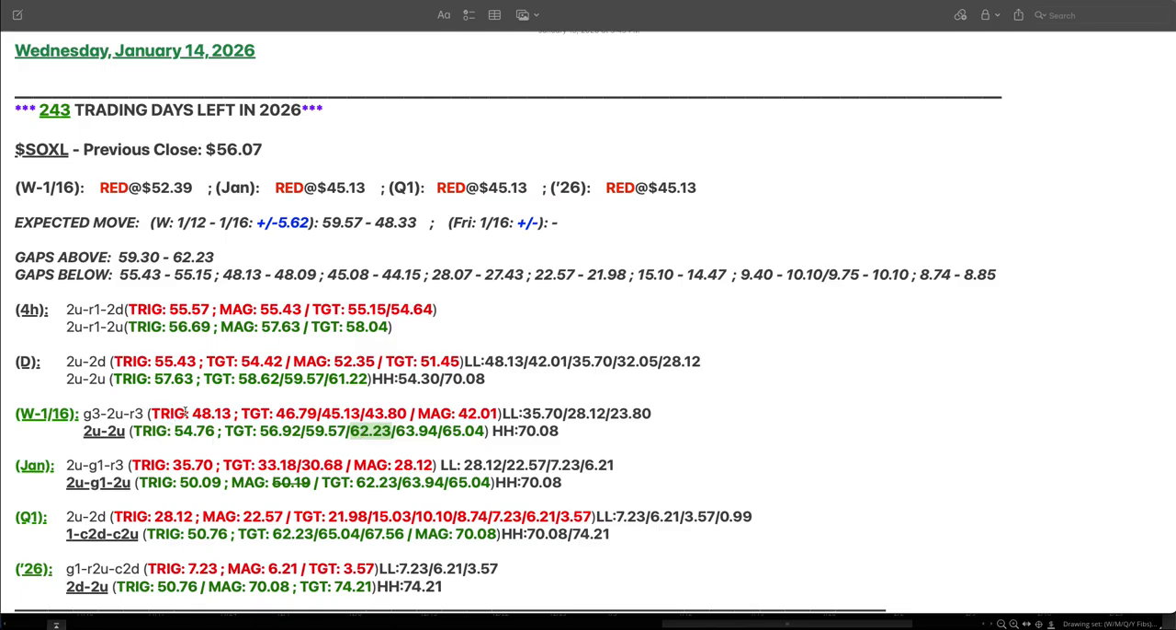To the downside, we'd have to get all the way down here to this 48.13 to trigger the red 3, or the bearish engulfing candle. So not worried about that right now. We'll talk about it more if we start getting closer to that level.